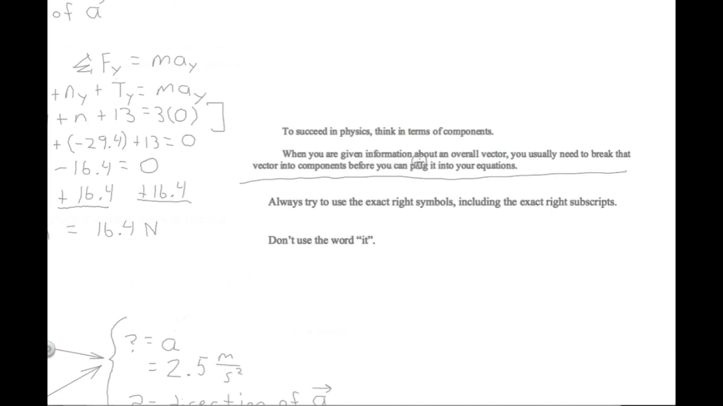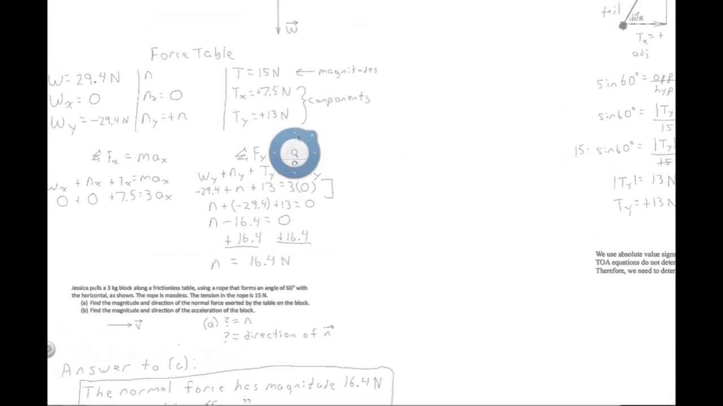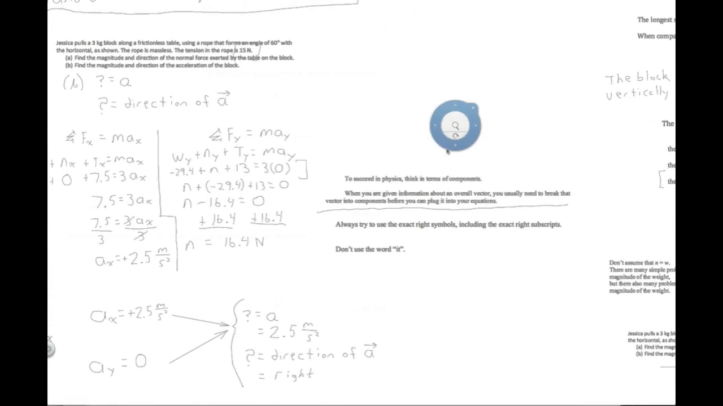If you're given information about an overall vector, you probably have to break that vector into components before you can plug it into your equations. This 15 newtons was information about the overall tension force, and we had to break that 15 newtons into components before we had numbers that we could plug in to our Newton's second law equations.